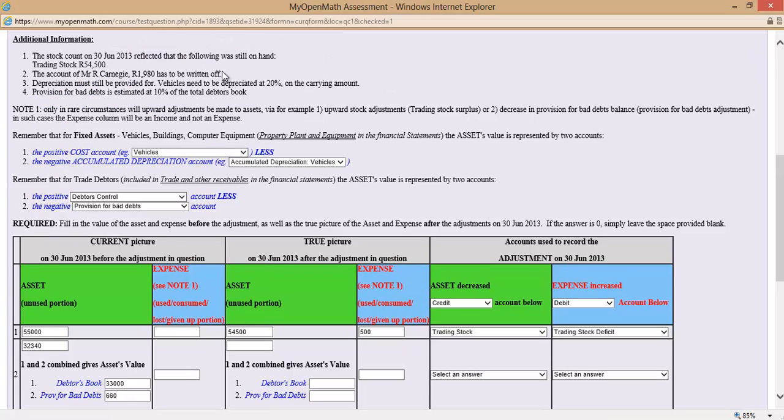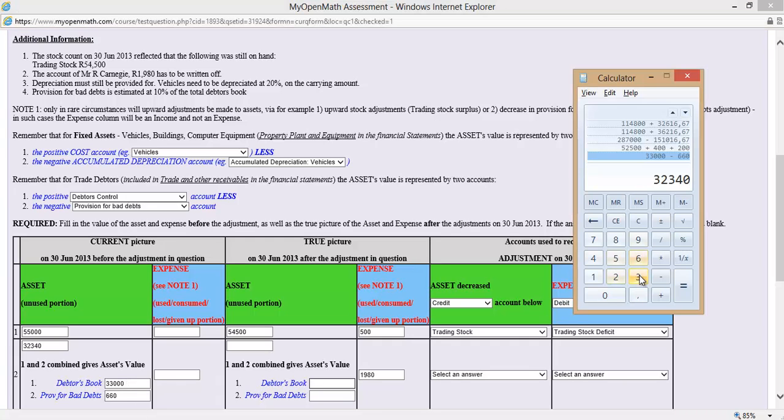Now we've got our adjustment of 1,980 that we need to write off. So what that means is we're basically losing again some of this asset's value. So that needs to go from the asset to the expense. So my current picture is going to change to the true picture, and my asset's value is going to decrease by the 1980. So my expense is going to increase by 1980. My debtors book is going to decrease by 1980.